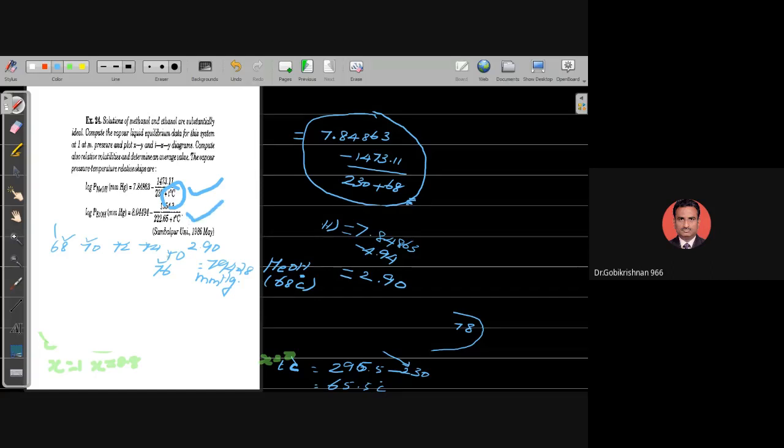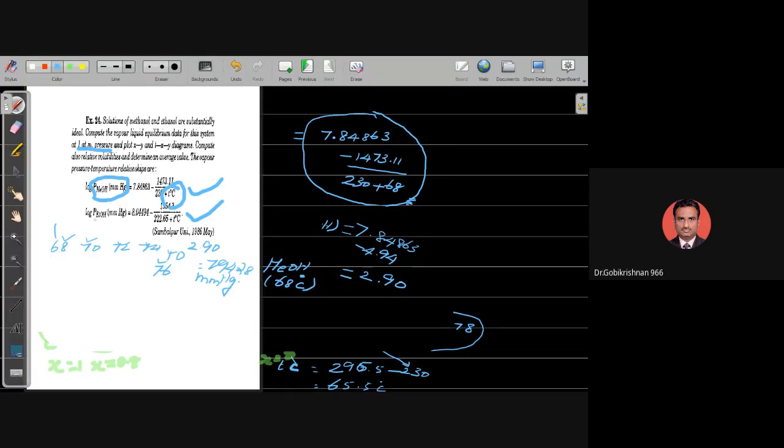Then first what we have to do is find the boiling temperature of methyl alcohol and ethyl alcohol separately. How to find that? The entire system is at a pressure of 1 atmosphere, which is equal to 760 mm of mercury. Therefore, in the first expression, in the place of PeMeOH, you have to substitute 760 to find the boiling temperature.